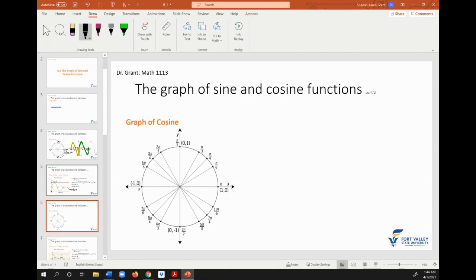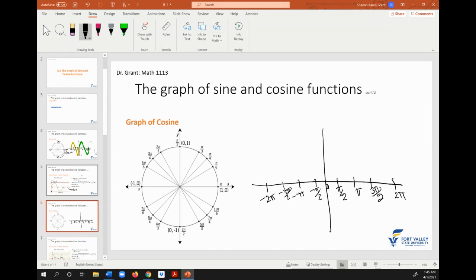In a similar way, the way we unfold sine, we can also unfold cosine. So for instance, we'll use the same values as 0, pi over 2, pi, 3 pi over 2, and 2 pi. Also here, negative pi over 2, negative pi, negative 3 pi over 2, negative 2 pi.